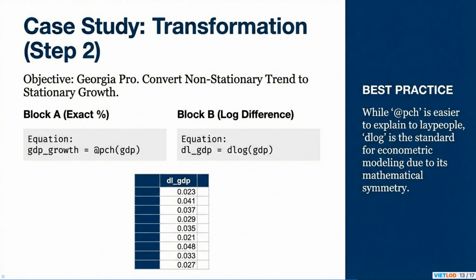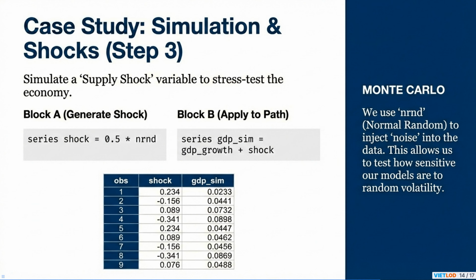This slide focuses on transforming non-stationary trends into stationary growth, a crucial step in econometric analysis. We explore 2 primary methods for calculating growth rates. Block A illustrates using @PCH GDP for the exact percentage change. This approach is generally easier to explain to a non-technical audience. Block B presents the log difference method. DL GDP equals D log GDP.